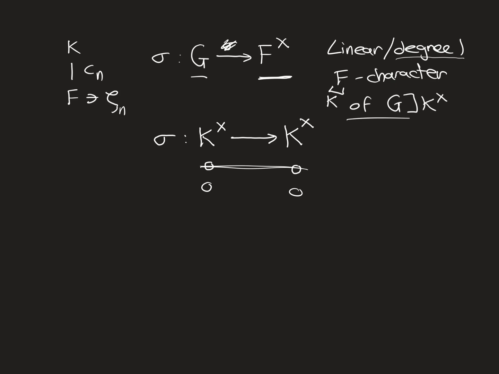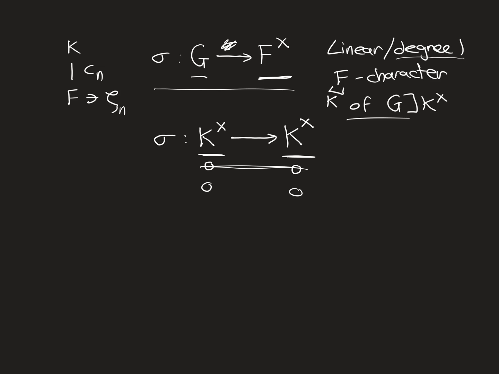So we know, therefore, that if we restrict down to k cross, it will be mapped onto k cross, and it will actually still be a bijective map from k cross to k cross. But it does satisfy this definition of being a linear k character of k star, or k cross.